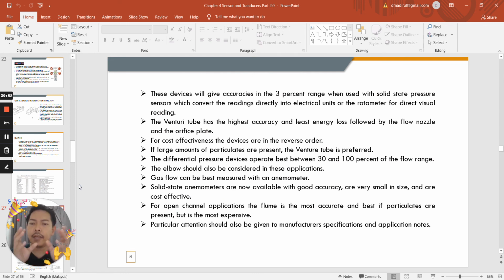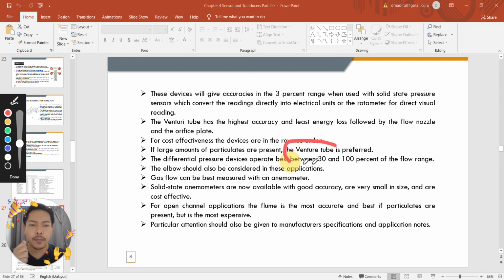If a large amount of particulate is present, the venturi tube is preferred. So if there is particulate in the flow, the venturi tube is preferred. The differential pressure devices operate between 30 and 100% of the flow range. The elbow should also be considered in this application, the elbow that I showed you in the previous slide.